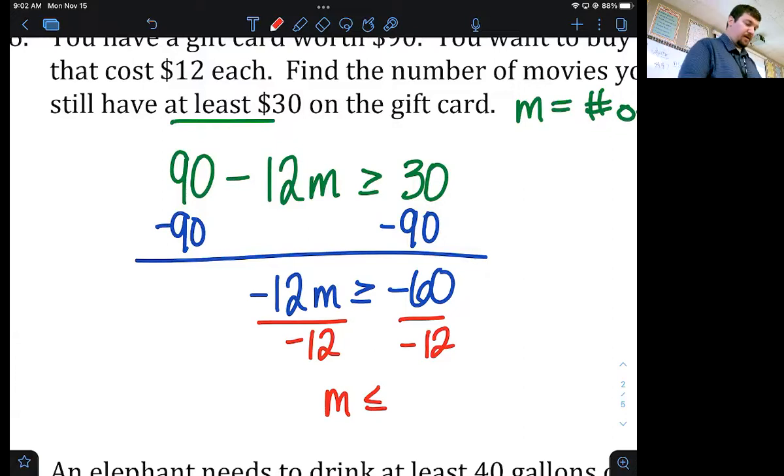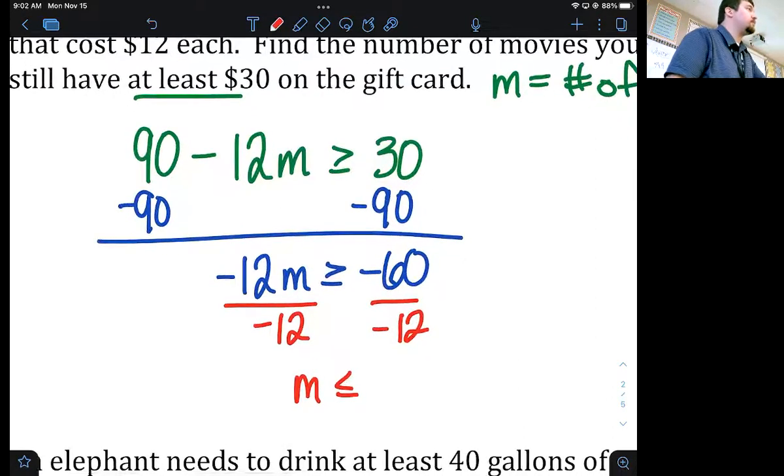Thomas, what's 60 divided by 12? 5 movies. Nice job. If I want to have $30 left on my gift card, I got to buy no more than 5 movies. So 5 is okay. It leaves me with $30. 4 is even better. 3 is cool, but I can't buy 6.